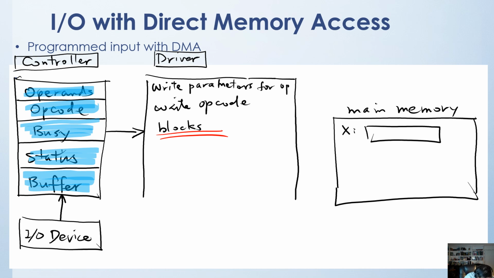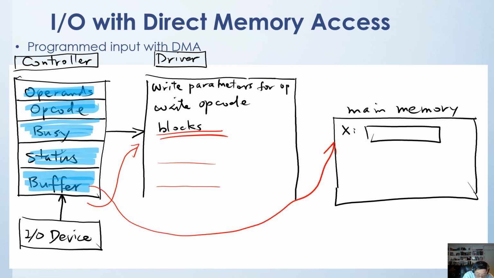And then what's next? You're going to issue an interrupt to the CPU. And so the CPU is going to unblock the process running the driver program. And then you're going to read the status, and then copy the data from the buffer all the way to the memory. That's the programmed input with interrupt.